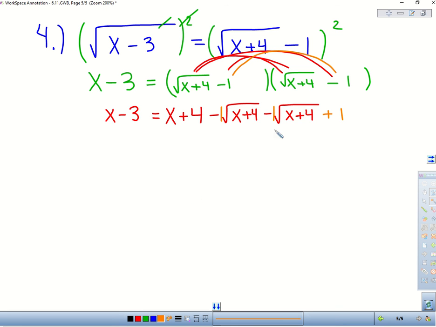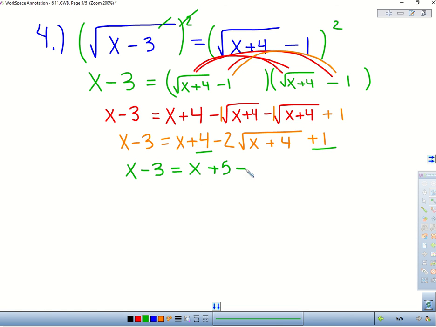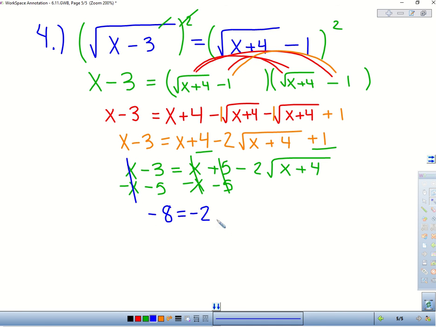Now, this right here has those implied 1s in the front. So this is just this. These are like terms, so I combine their coefficients. Now here, these are also like terms, right? And what you're going to notice is we want to get this root by itself right here. So I'm going to subtract x on both sides, and I'm going to subtract the 5 over. That leaves me with, what's going to happen with these x's right here? Cancel, which leaves me with negative 8 equals negative 2 times the square root of x plus 4.